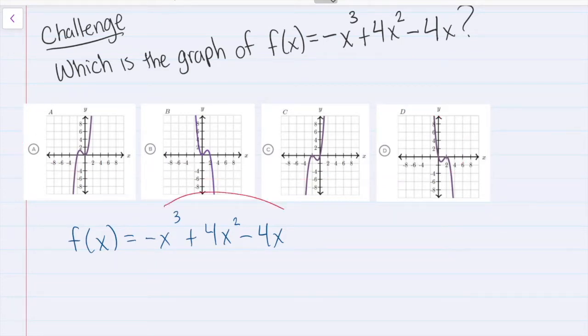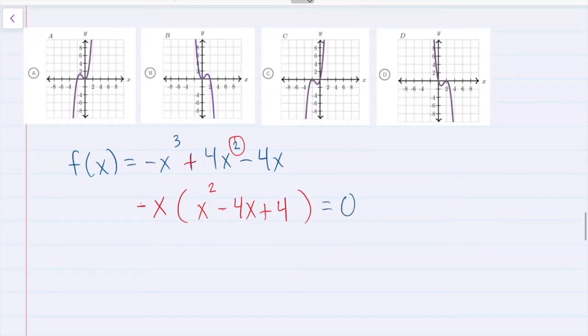So what can I take out from all of these to make it easy for me? I could take out an x, because all of them have it. But if I really want to make it easy for myself, look at the beginning. This is a negative x cubed. I could take out a negative x, and look what's going to happen. That negative x cubed turns into a positive x to the second power. The 4 turns into a negative, because you took out a negative, and a negative times a negative turns it back to a positive. Negative 4x squared becomes, instead of a minus, a plus 4. Remember, it's equal to 0.